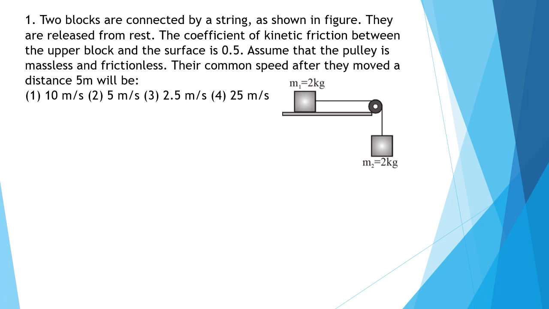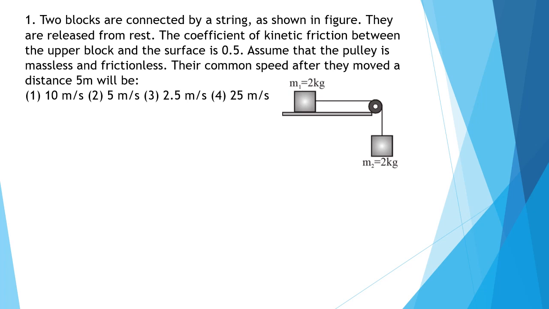Question 1. Two blocks are connected by a string as shown in the figure. They are released from rest. The coefficient of kinetic friction between the upper block and the surface is 0.5. Assume that the pulley is massless and frictionless. Their common speed after they moved a distance of 5 meters will be.